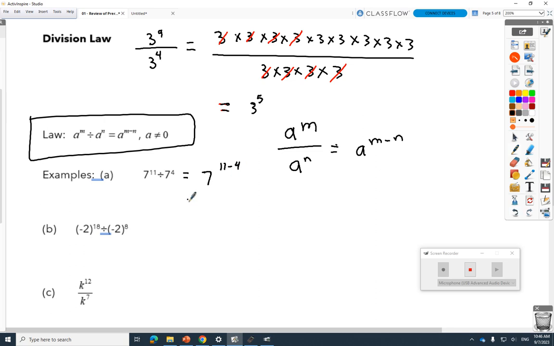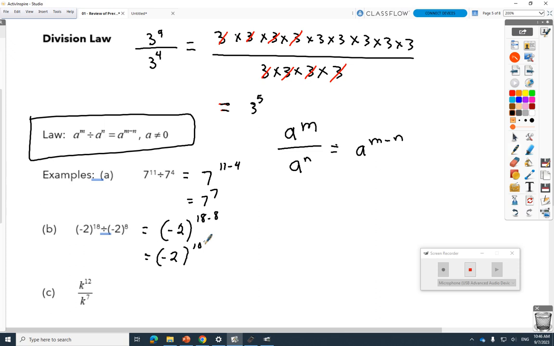Equals 7 to the 7. Negative 2 to the 18 divided by negative 2 to the 8 is negative 2 to the 18 minus 8, which is negative 2 to the 10. Can we do better than that? Can we punch negative 2 to the 10 in our calculator and get something simpler? Well, maybe, but exponents are nice. As we move forward, when something's got an exponent on it, just leave it the way it is. It's nicely done the way it is.